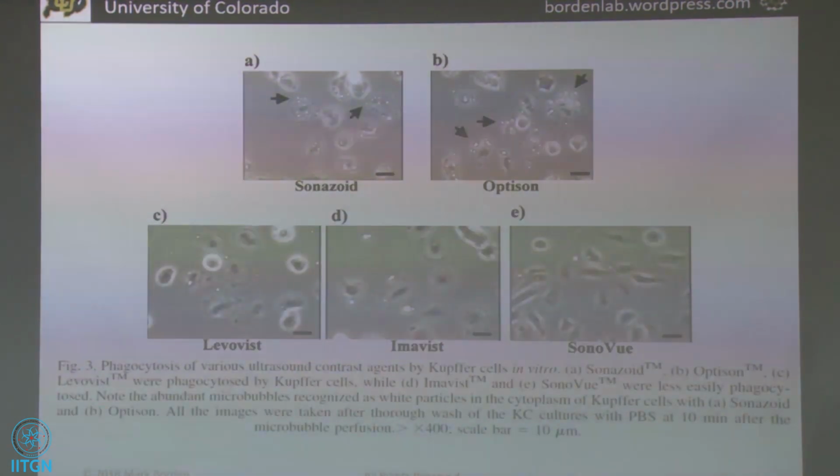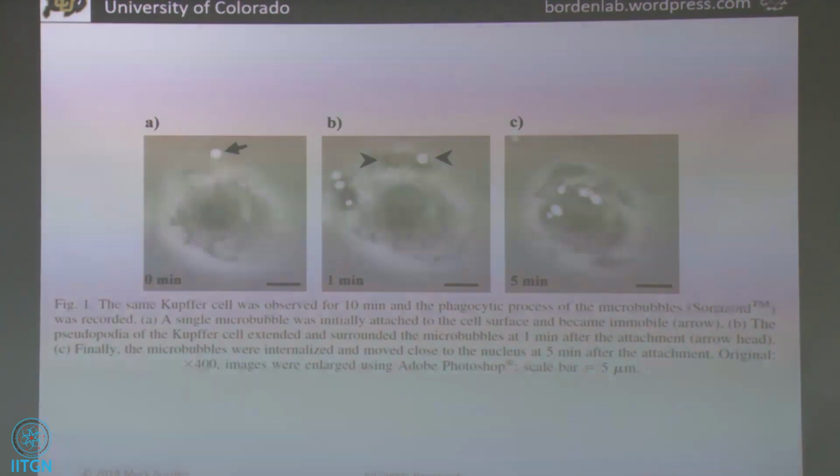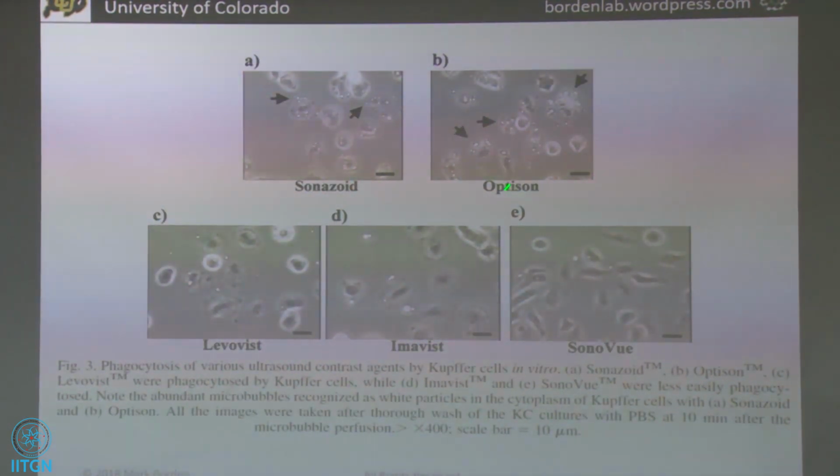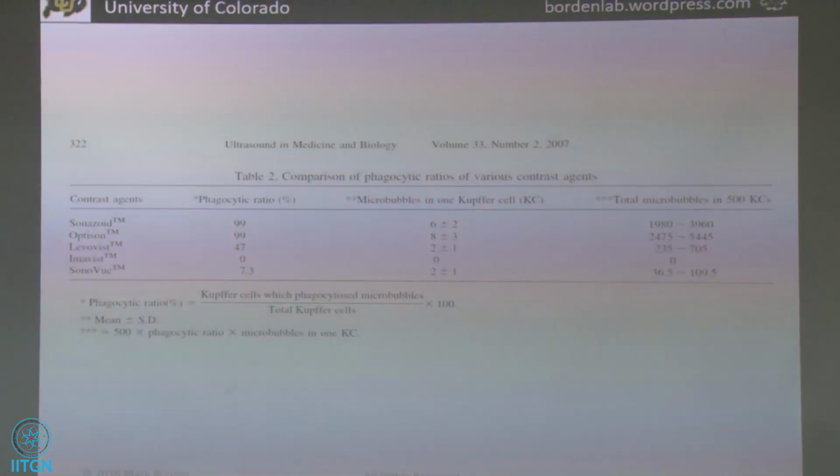They tested Sanazoid, Optosan, Levelbist, Innovist, Sono. And they see a lot of binding of Sanazoid and Optosan, not so much of Levelbist, Innovist, and Sono. They look at the comparison of phagocytic ratios of various contrast agents. So here listed are those contrast agents. The phagocytic ratio, the way they define it, is the percent of phagocytes that had a bubble.